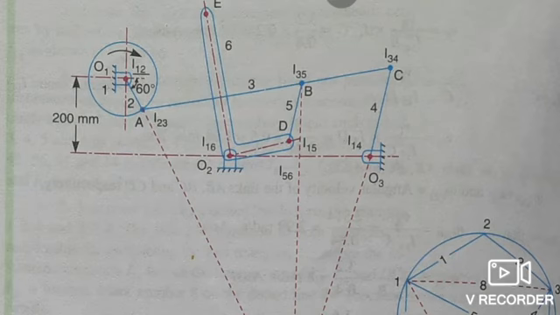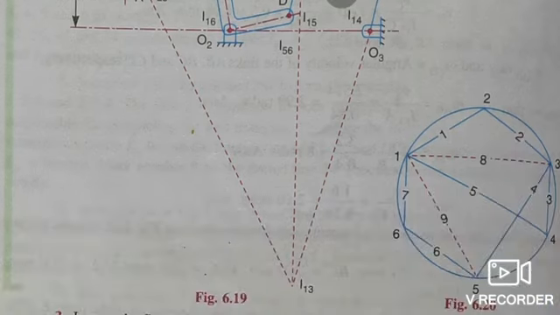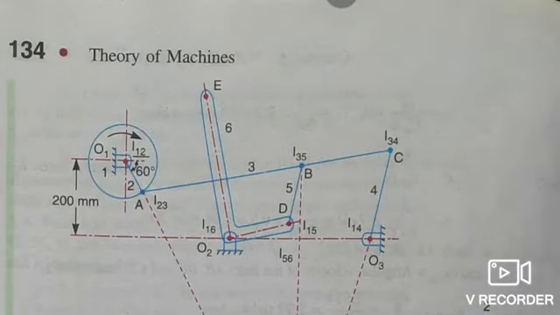Then at point C, 2 links are there, 3 and 4, so this is I34. Then at point O3, from O3 to O1 the long short chain line is given, so this is I14. Similarly, at point D, from O2 to D we extend that line to meet B, so that is I15.